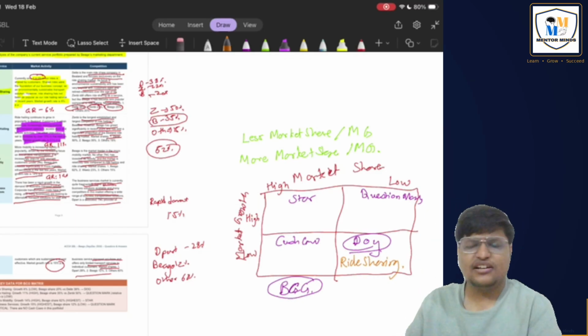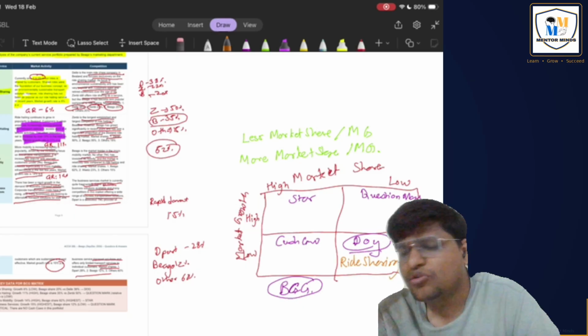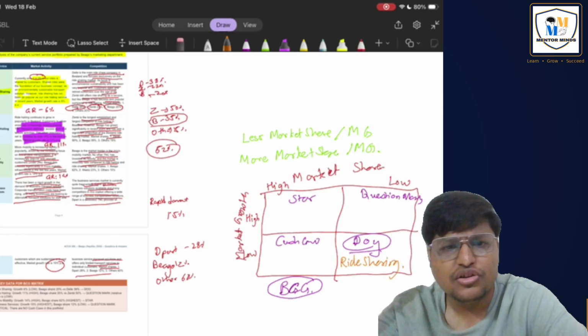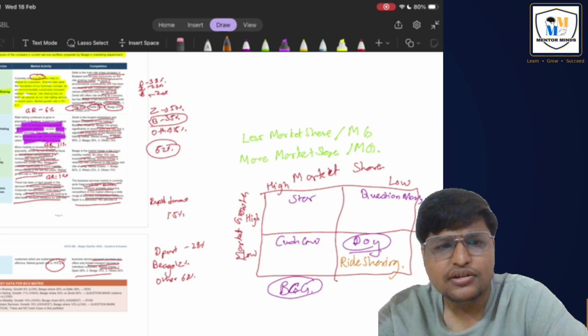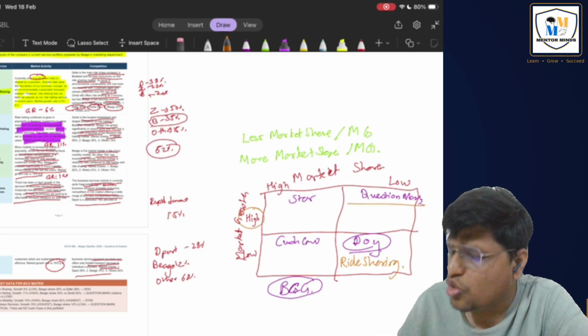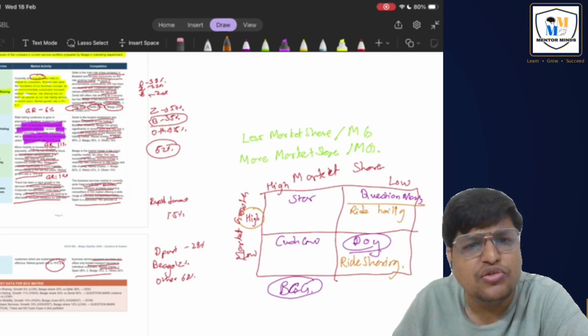Then the second is ride hailing. Ride hailing, guys, has high market growth, but our share is less as compared to competitors. So we need to grow in this. The growth is high, but our share is low. So ride hailing will come here, guys. Are you understanding, guys? Because we need to increase the share.